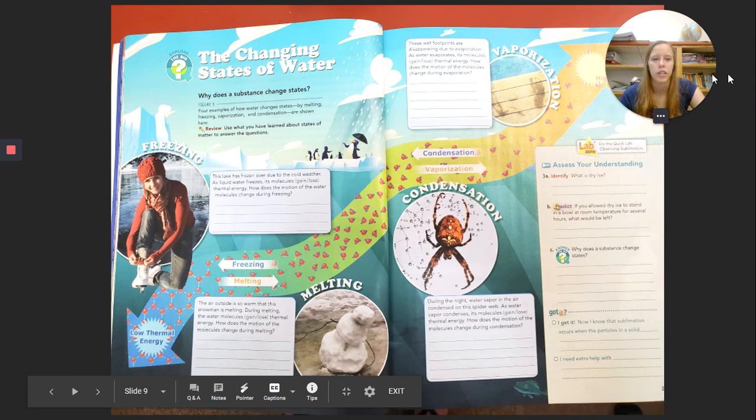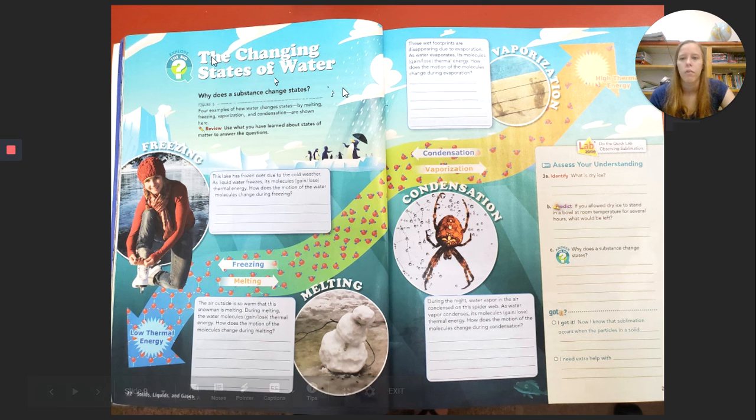So let's look at this picture here. So this is the changing states of water. This is from your book. I know you don't have it, so I'm sorry, but this is why we're going through it. Okay, so over here you have vaporization. And then you have the sun, which has that high thermal energy, which is why the vaporization occurs, because of how high the energy is.